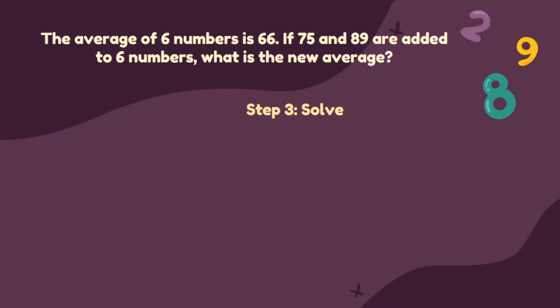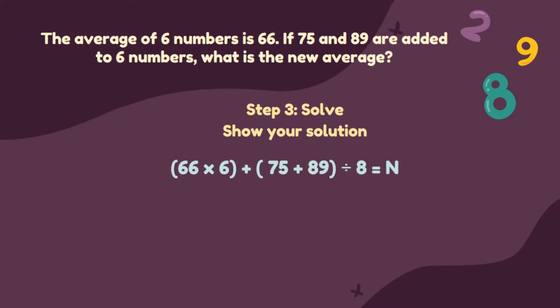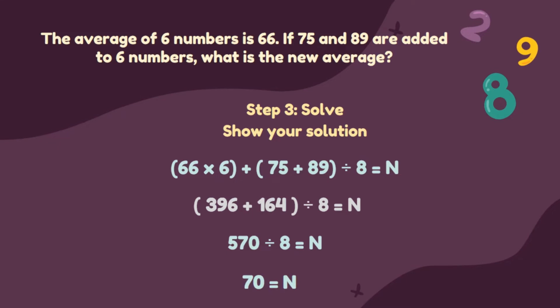Step number 3. Solve. Show your solution. So we have the equation 66 times 6 plus 75 plus 89 divided by 8 is equal to n. 66 times 6, we have 396, while 75 plus 89, we have 164. Now we are going to add 396 and 164. 396 plus 164 is equal to 570. 570 divided by 8, we have 70. Therefore, the new average is 70.